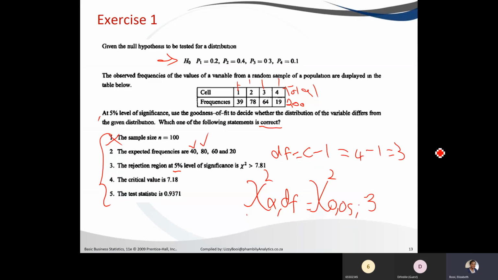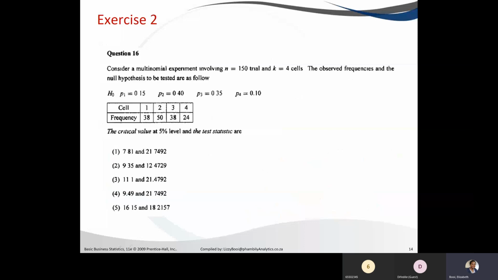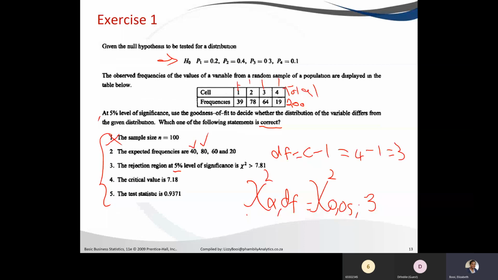Can you see the presentation now? I'm back at the presentation. Yes, now it's visible. Okay.